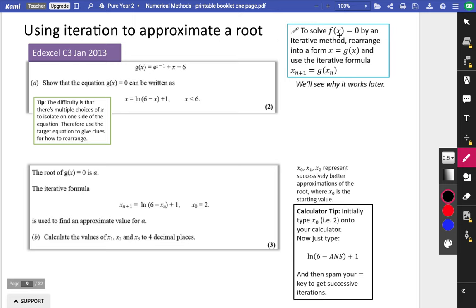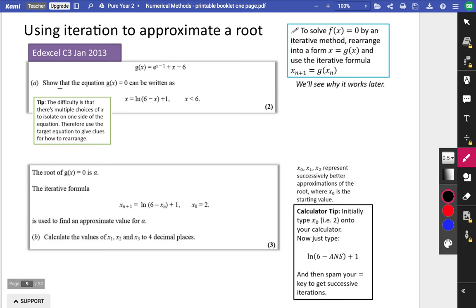So I've written up here, to solve f(x) = 0, in other words to find a root by an iterative method, you rearrange your original function into a form that has x as the subject, x = g(x). Actually, x isn't technically the subject there, and you'll see why in a second, because you can actually have x's on both sides as well, but we just want a single x equals. And then you can use the iterative formula to find the next value of x in the iteration: you put the previous value of x into the function. So we're going to see why this works later on as well.